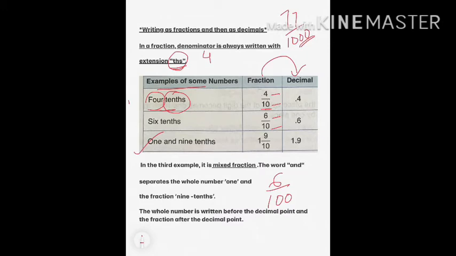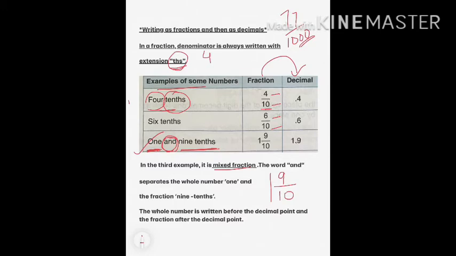Now in the third case, you can see 1 and 9 tenths. What is the meaning of this "and" in between? This "and" is separating the whole number and the fraction. 9/10 is the fraction and 1 is the whole number. You can identify this by the word "and" here. So it's a mixed fraction. So how do you write a mixed fraction? I'll just write it here for you. 1 will be the whole number and 9/10 is the fraction. So 9 will come in the numerator, and tenths, as the word says, is the denominator written with THS, so here 10 will come like this.